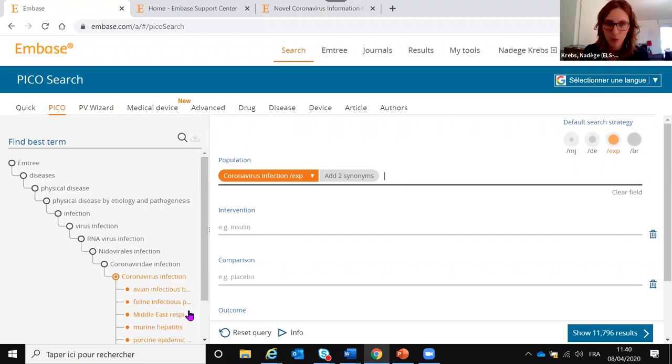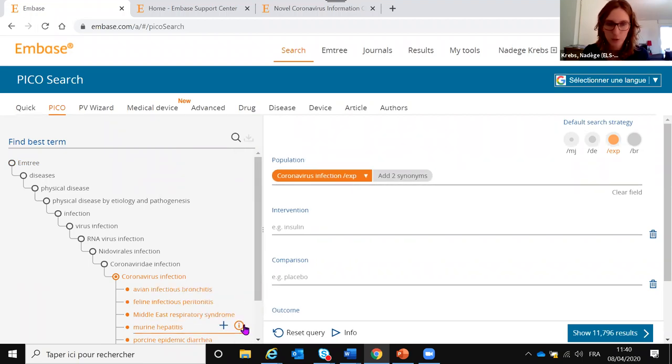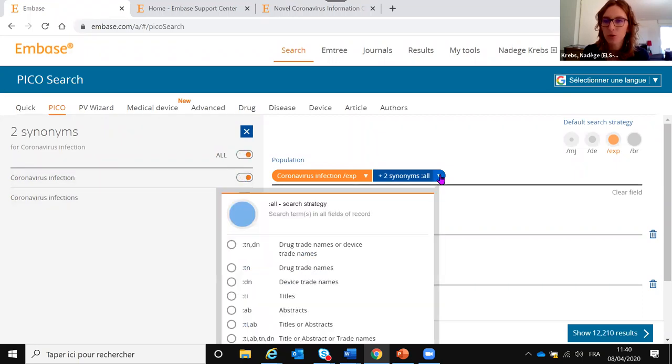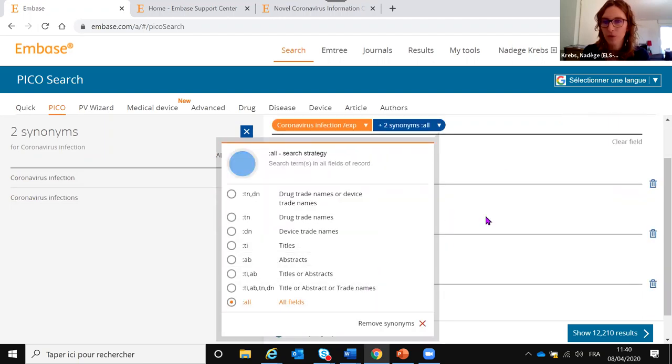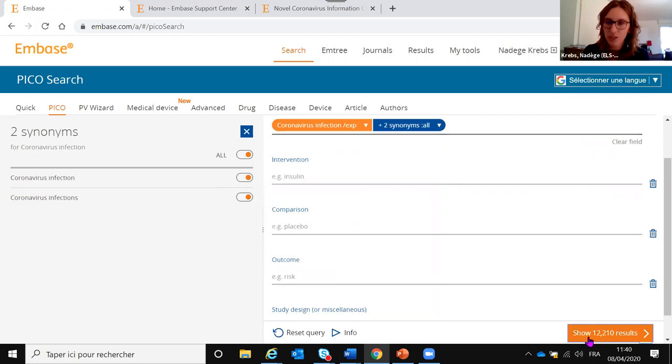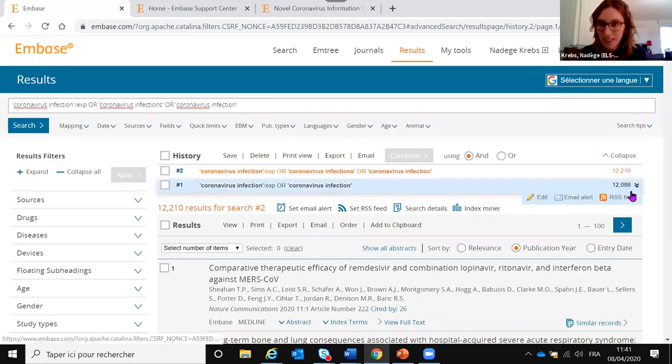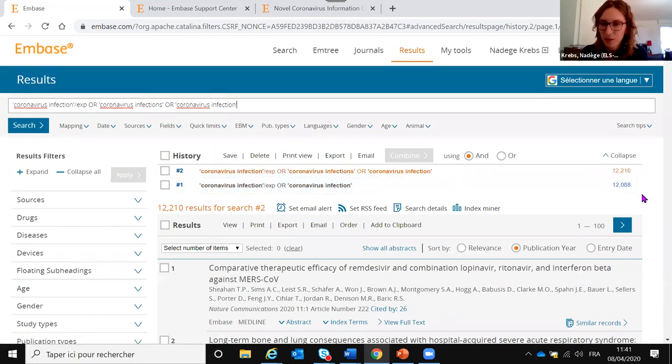I will see that when it explodes, it's the same terms as we saw in the M tree, and it suggests two synonyms. I click it, and it takes those synonyms. If I don't want them, I can deselect them, and I can also choose where I want to search for them. I will search in all fields for now, and I click on the results. Because I included the synonym search in other places of the record, it's normal that I have a bit more results. Here we had 12,088. Now we have 12,210. So it is more complete.